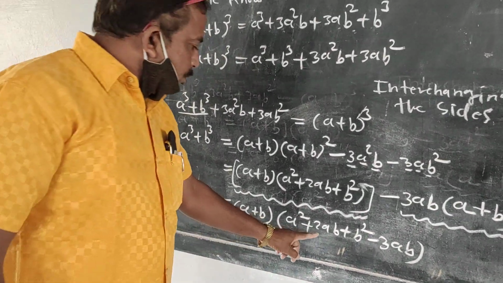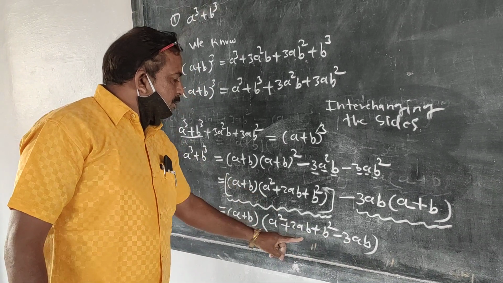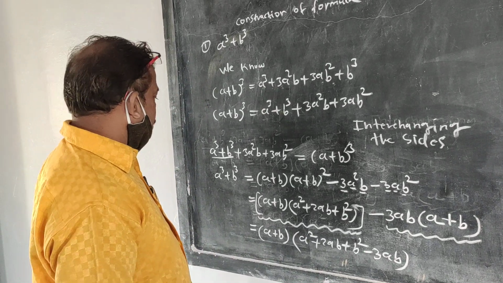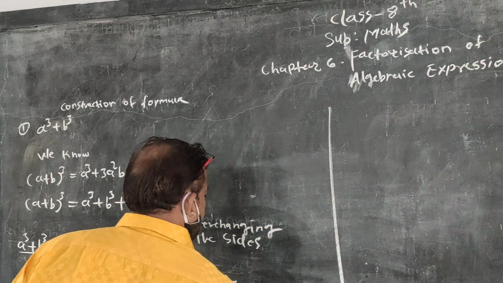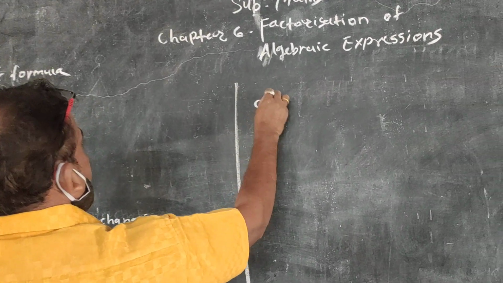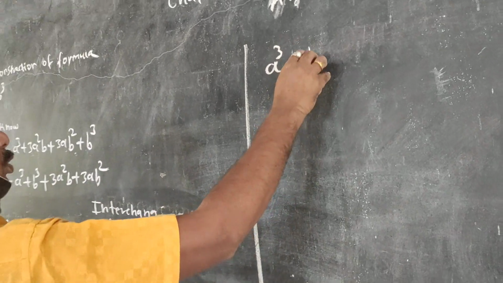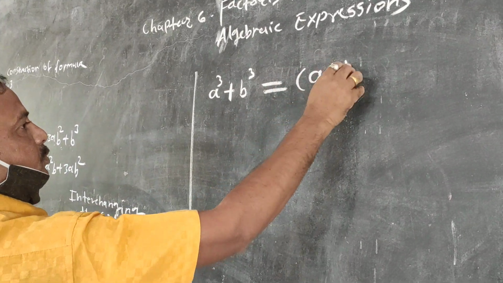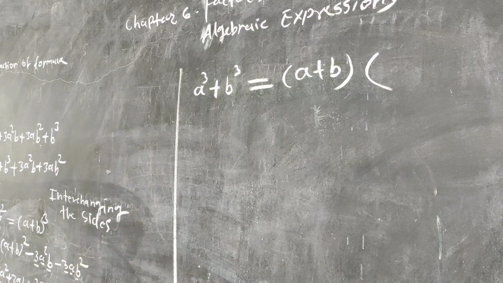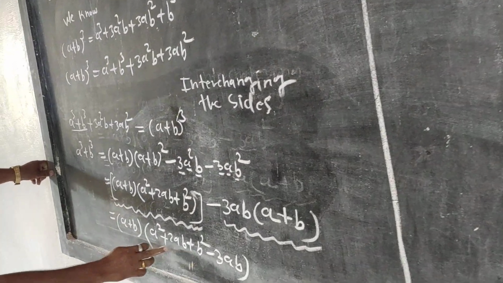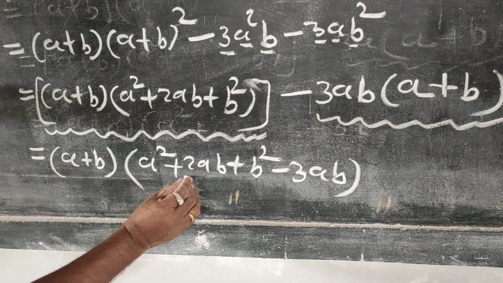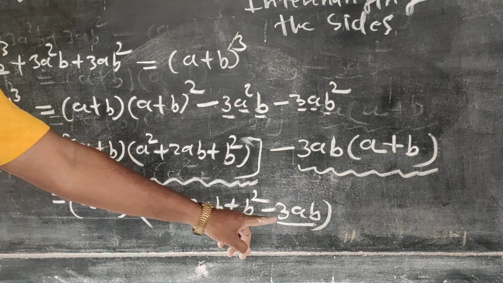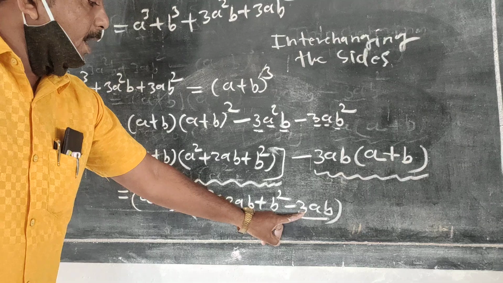Now we will see whether any like terms are there. If there are like terms, we will add or subtract them. So in the next step, the left side is a cube plus b cube, and on the right side we get a plus b in the first bracket, and in the second bracket a square plus 2ab plus b square. We notice 2ab minus 3ab. Which term will we get? 2ab minus 3ab. We will get minus 1ab.